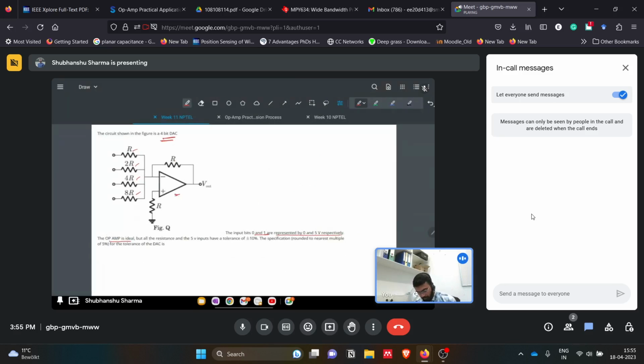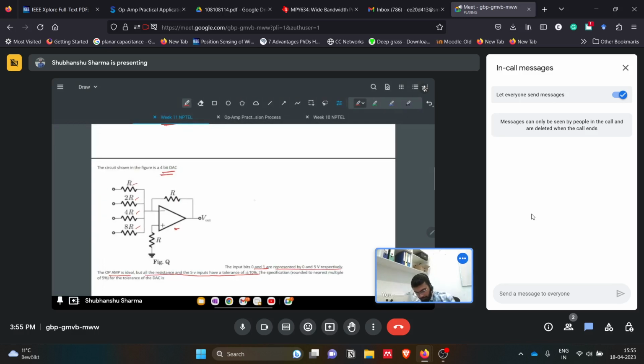The op amp is ideal, but all the resistances and the 5 volt inputs have a tolerance of 10%. So the resistance has a tolerance of plus minus 10%, and the voltage sources also have a tolerance of plus minus 10%. They are asking for the specification of the tolerance of the DAC. So how will we solve this?